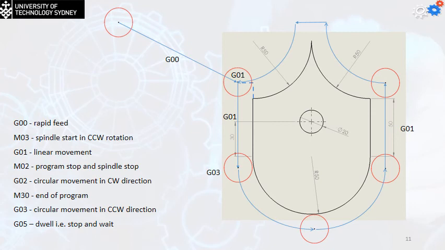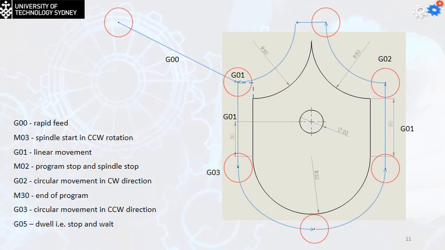So G01, the X value will remain the same, but the Y value will be 105. So this will be the new line: G01, Y is equal to 105. Now I'm going to have another arc to take it to the end of the arrow of this arc, to this point. So this will be G02 because I'm going to turn in the clockwise direction.